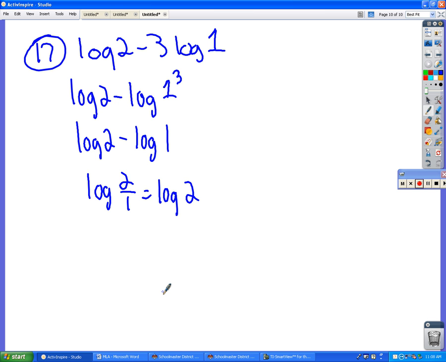The reason why that works out is because, what's the base right here? 10. And so this is asking 10 to the what power is 1. 10 to the 0. And so this essentially cancels, and that's why you're left with just plain log 2.